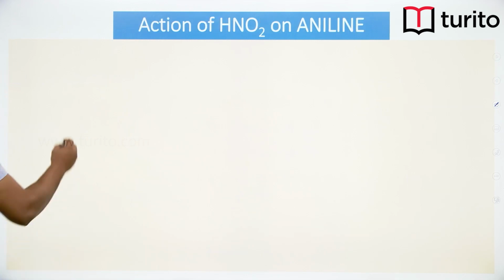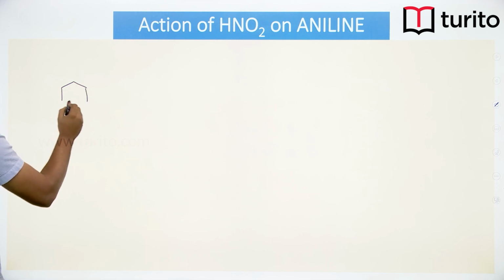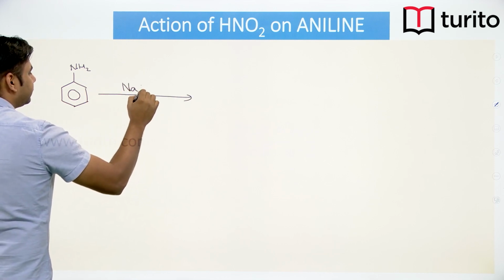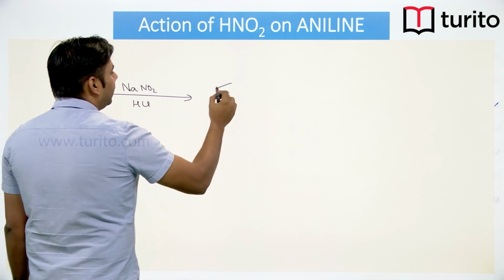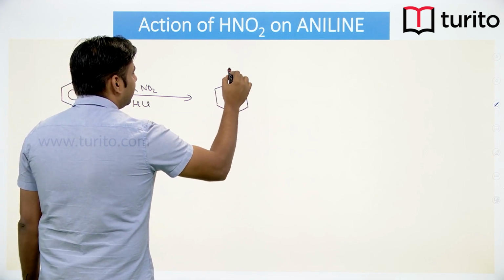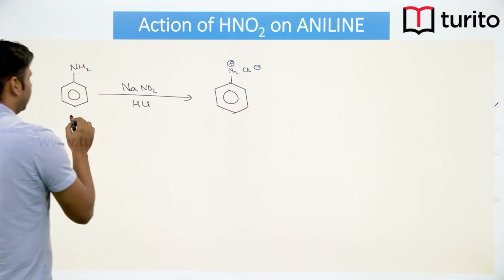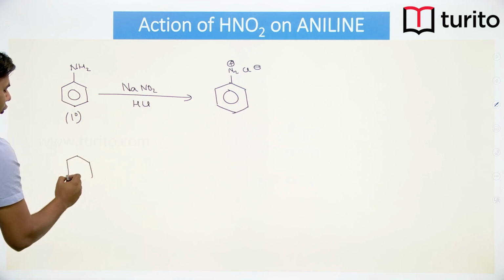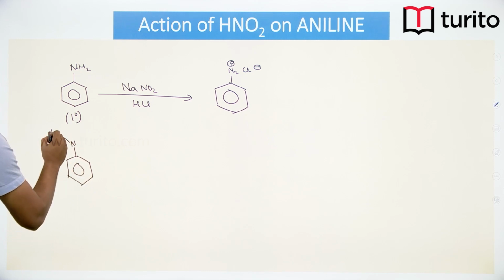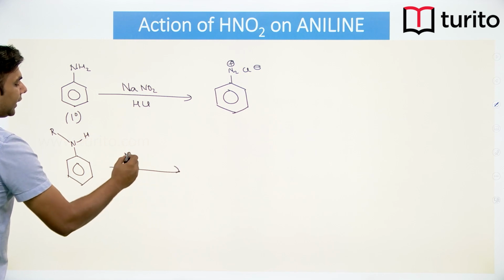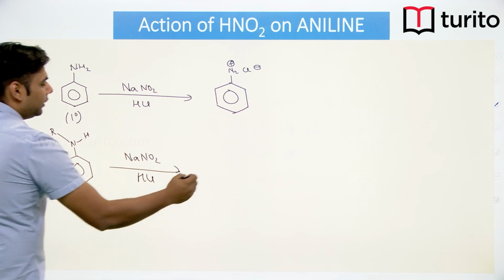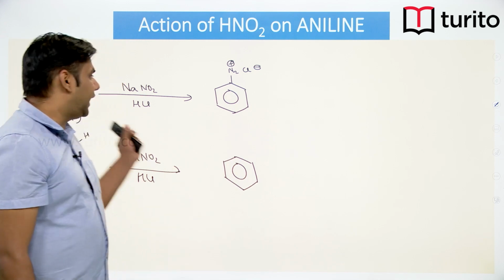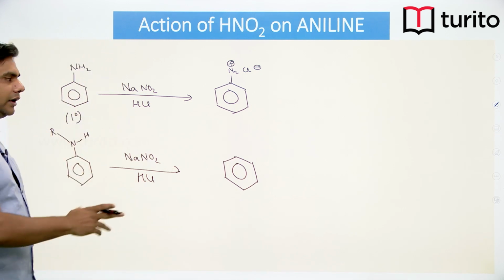Now if we look at the action of HNO2 on aniline. If you take aniline and add NaNO2 and HCl, we know that we will form benzene diazonium chloride. So a 1-degree aromatic amine gives us benzene diazonium salt. If we are taking a 2-degree aromatic amine and reacting this with NaNO2 and HCl, it will again form a nitrosamine. What is happening is HNO2 gives out NO plus, nitrogen attacks on NO plus, and then removal of successive water gives us diazonium chloride.